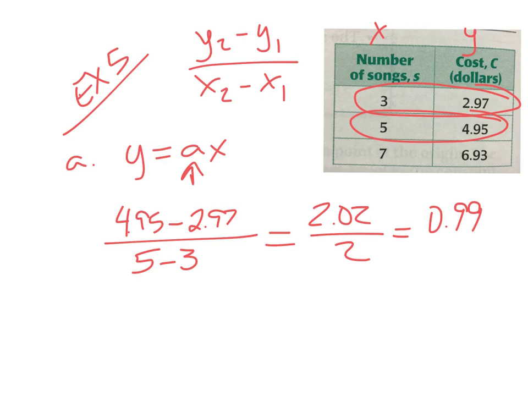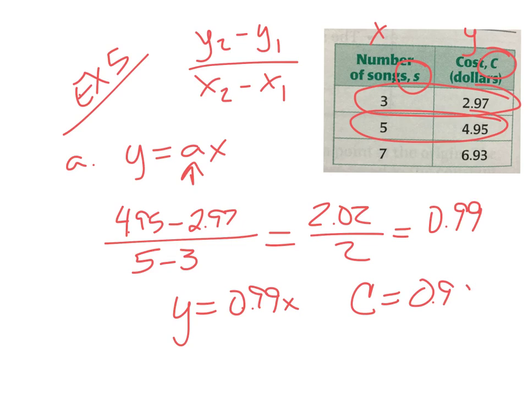Okay, so I can write this direct variation model as y equals 0.99x. In this case, they want us to use s and c. So I would actually change it to c equals 0.99s. Not x, s. Basically, you have figured out that the cost is 99 cents per song. See that?